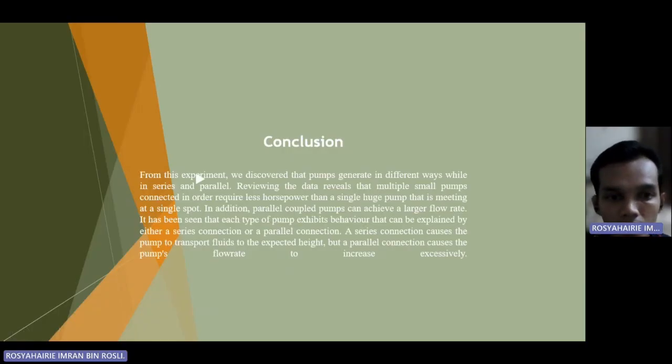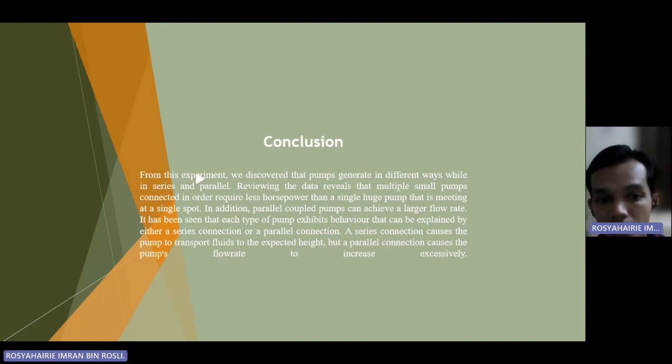The conclusion of the experiment is that we discover that pumps generate in different ways while in series and parallel. Reviewing the data reveals that multiple small pumps connected in order require less horsepower than a single huge pump that is meeting at a single spot. In addition, parallel coupled pumps can achieve a larger flow rate.